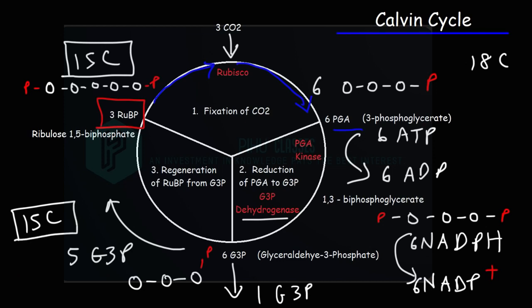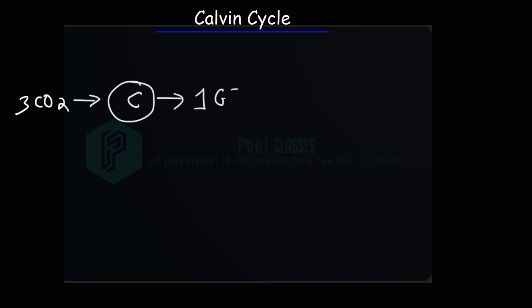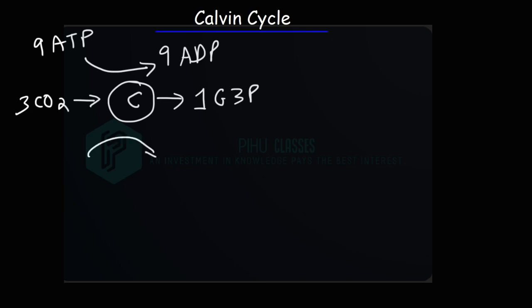So notice the net result. The Calvin cycle converts 3 molecules of CO2 into 1 molecule of G3P. That is the net result of the Calvin cycle. Now let's summarize what we've just considered. In the Calvin cycle, we saw that 3 molecules of CO2 was converted into 1 molecule of G3P. And that required the use of 9 ATP molecules and 6 NADPH molecules.